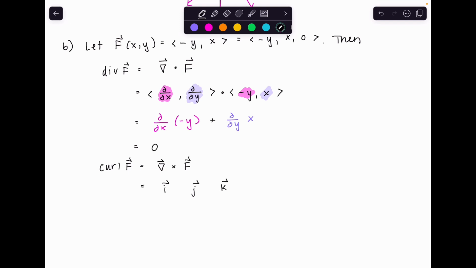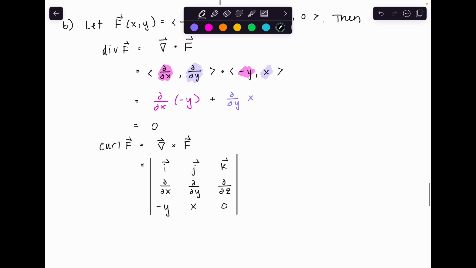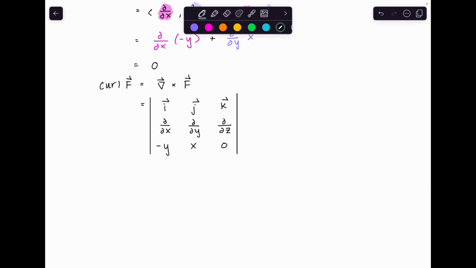So I'm putting my i, j, k operators, and then my vector field is negative y, x, 0. So we'll go ahead, jump right in, cross out, cross out. Then we go ahead and do product minus product. So this gives us partial with respect to y of 0 minus partial with respect to z of x.